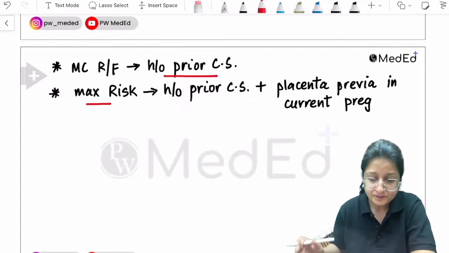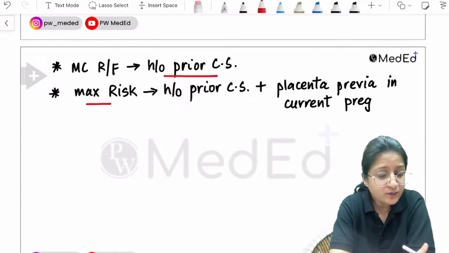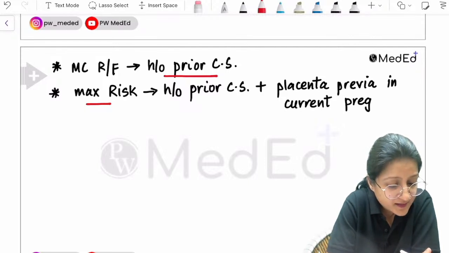Okay, fine. Now, you are saying, Mohit, that can placenta previa occur after cesarean section? The history is given just to create confusion.